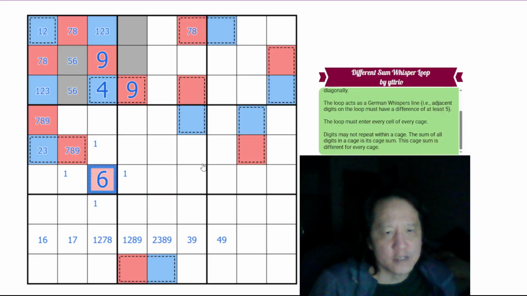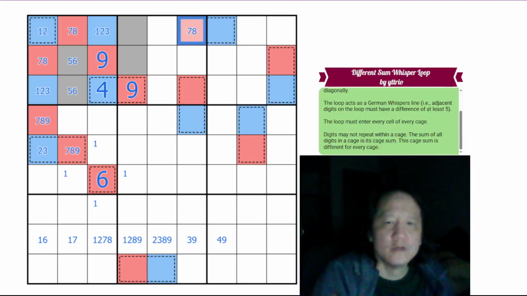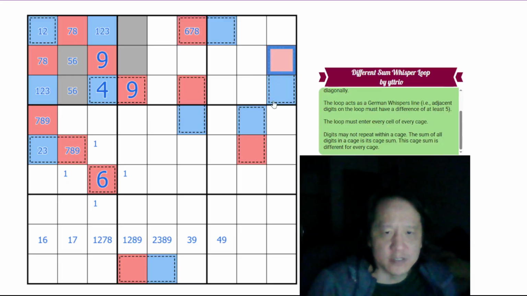This is 6. We need a 1, 6 somewhere. This can't be... Oh, this could actually be 6 here. This cannot be 6. It would be next to 2 unique digits on a whisper 5 line. So this could be 6. This could be 6.